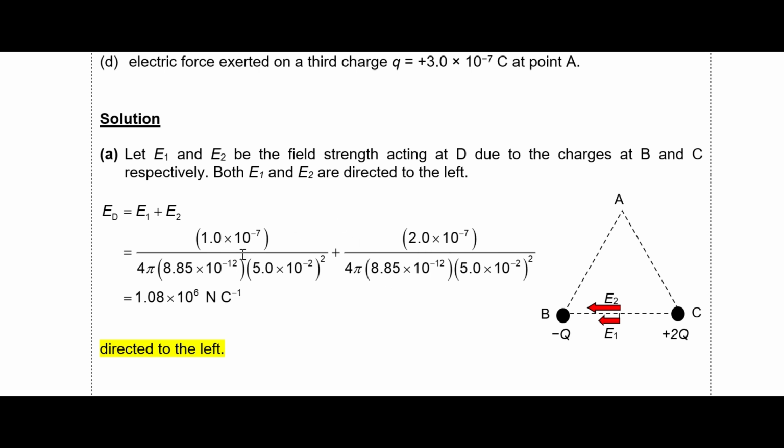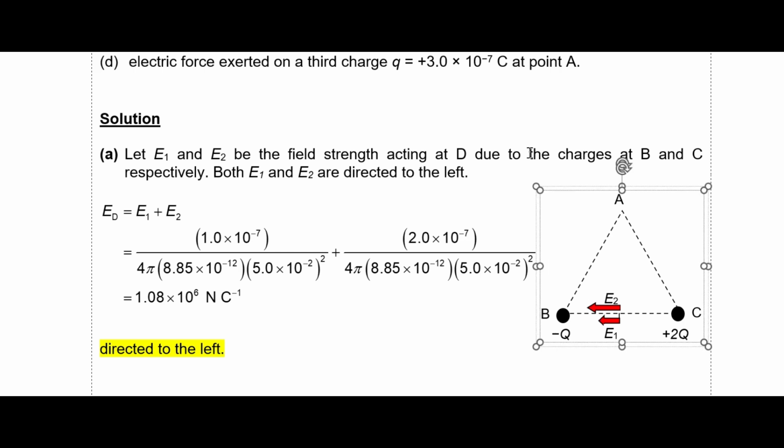Right, so if I just do the substitution, 1 over 4 pi epsilon naught q over r squared, plus 1 over 4 pi epsilon naught q over r squared. That sums to give me the total electric field here as 1.08 times 10 to the power 6 Newton per Coulomb. The direction is towards the left, because positive charge is outwards and negative charge is inwards. So that's why both E1 and E2 are towards the left.